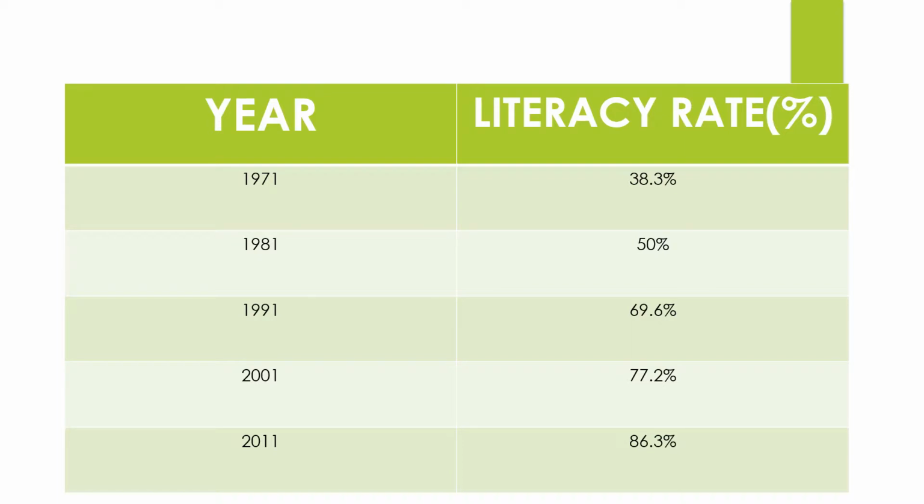So this slide shows the literacy rate from year 1971 to 2011. That is, in year 1971, the literacy rate of Kathmandu district was 38.3%, whereas in 1981 it was 50%. In 1991 it is 69.6%. In 2001 it was 77.2%, and in 2011 it was 86.3%. So not surprisingly, Kathmandu is the most educated district in Nepal, followed by Lalitpur and Kaski district.